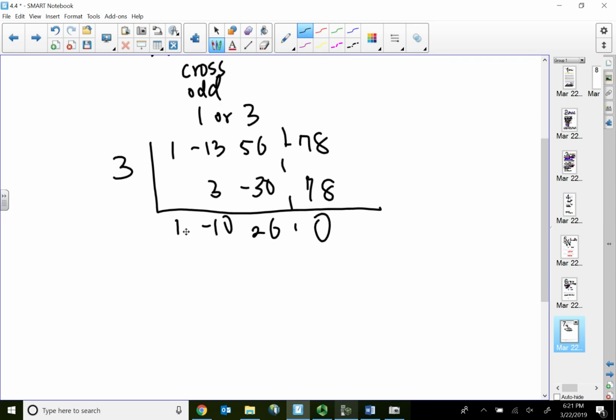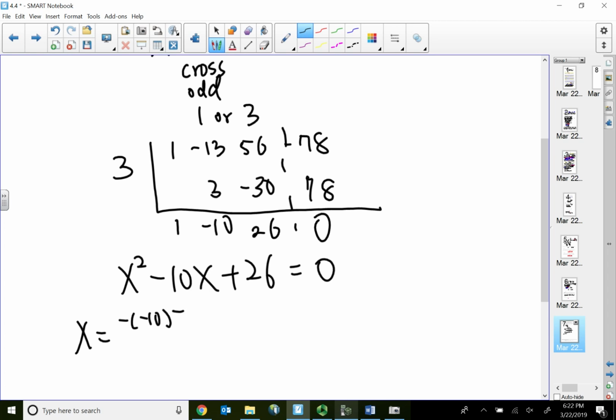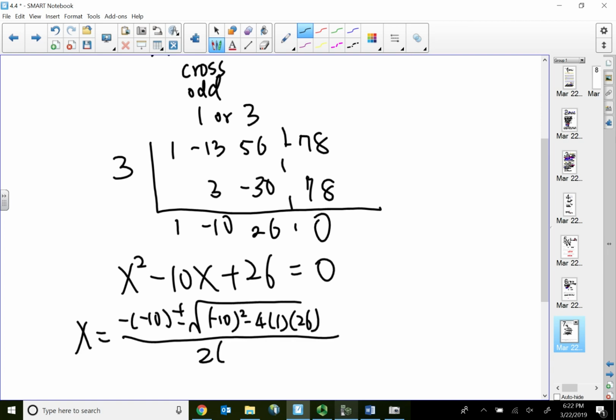Now looking at this leading coefficient 1, that 1 means 1x to the second power, minus 10x plus 26 equal to 0. This is not factorable, because 26 is probably 2 and 13, and 2 and 13 can never give me 10 in the middle. So now I have to use my quadratic formula. Negative b is negative 10, plus minus the square root of b, negative 10, whole thing squared, minus 4 times my a, which is 1, times c, which is 26, whole thing over 2 times my a, which is 1.